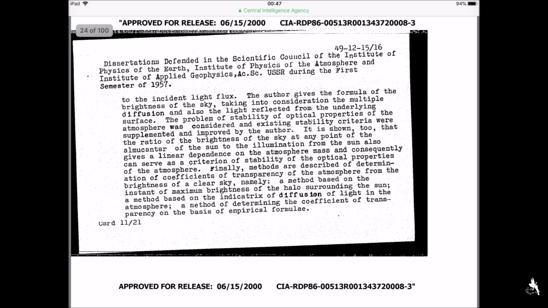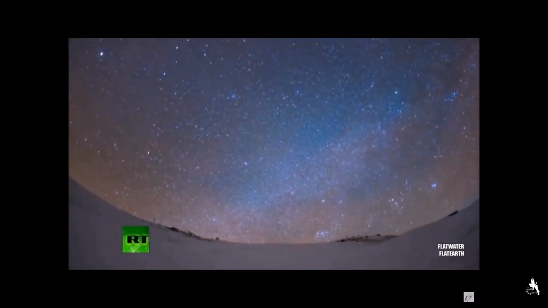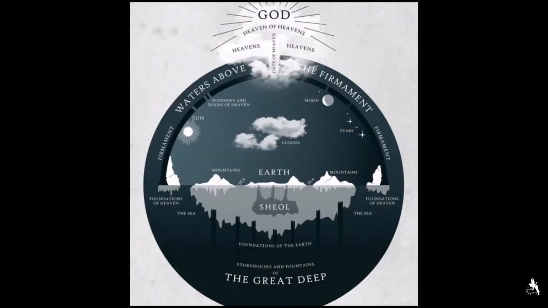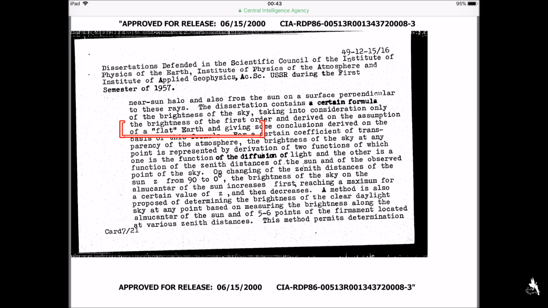a method of determining the coefficient of transparency on the basis of empirical formulae. So, cutting to the chase there, as you saw, they actually mentioned that they prove that there is a firmament, that they're measuring the light of the firmament, and they know the distance to the firmament, and also that this is done assuming and knowing that the Earth is flat and non-rotating.